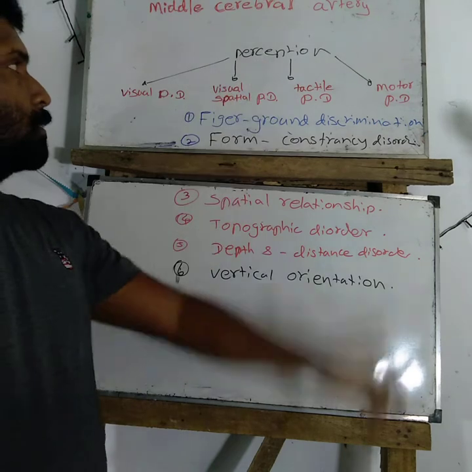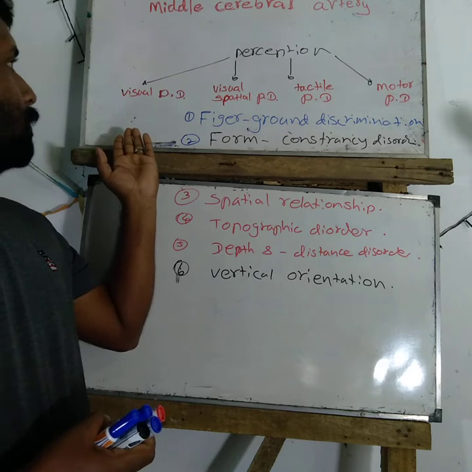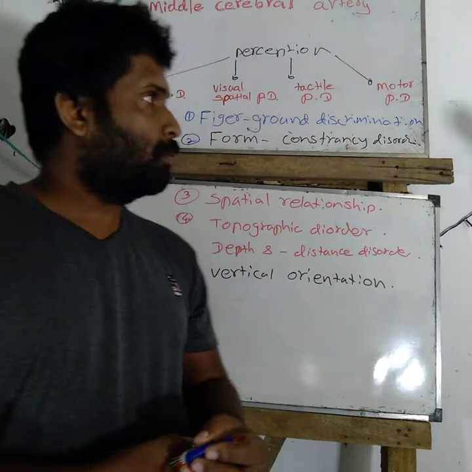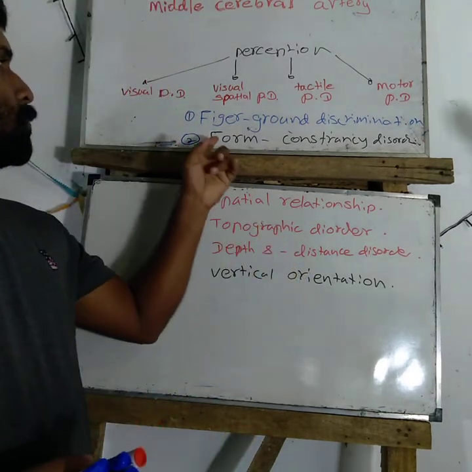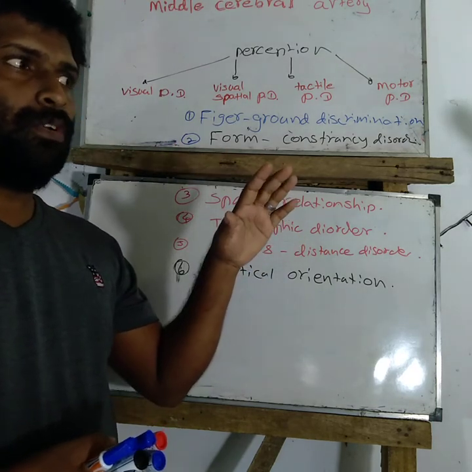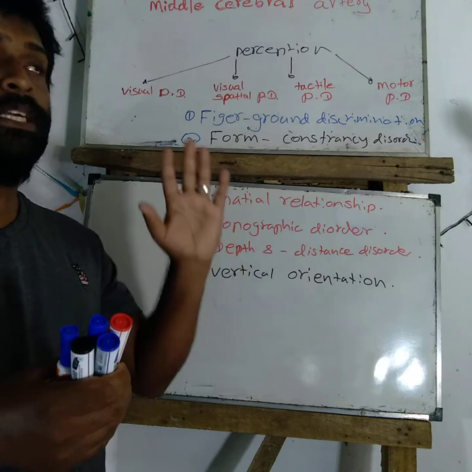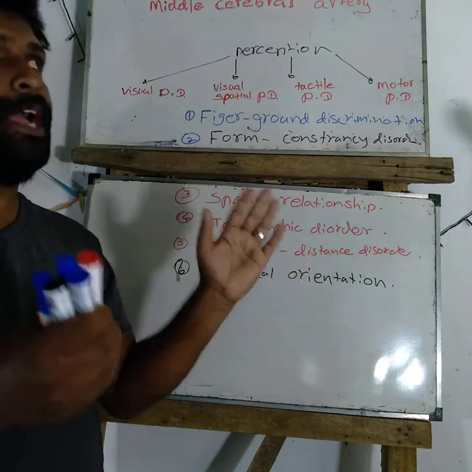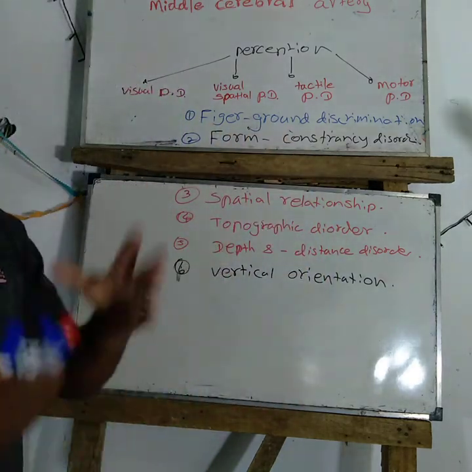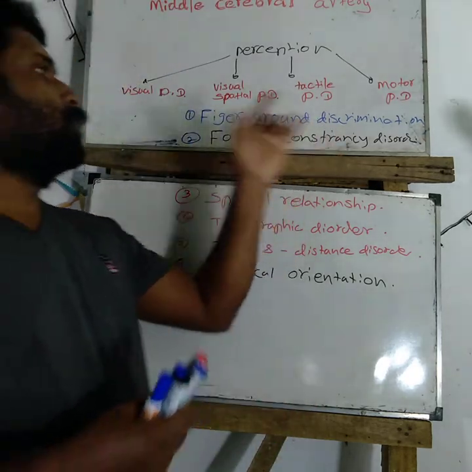Today we discuss the perceptual problem, the visual spatial problem, and visual perceptual disorder. Today, the visual perceptual problems we are going to discuss. First one, figure ground discrimination. Normal people also have this, but a person with brain injury may have some form of figure ground discrimination dysfunction. That is the problem.